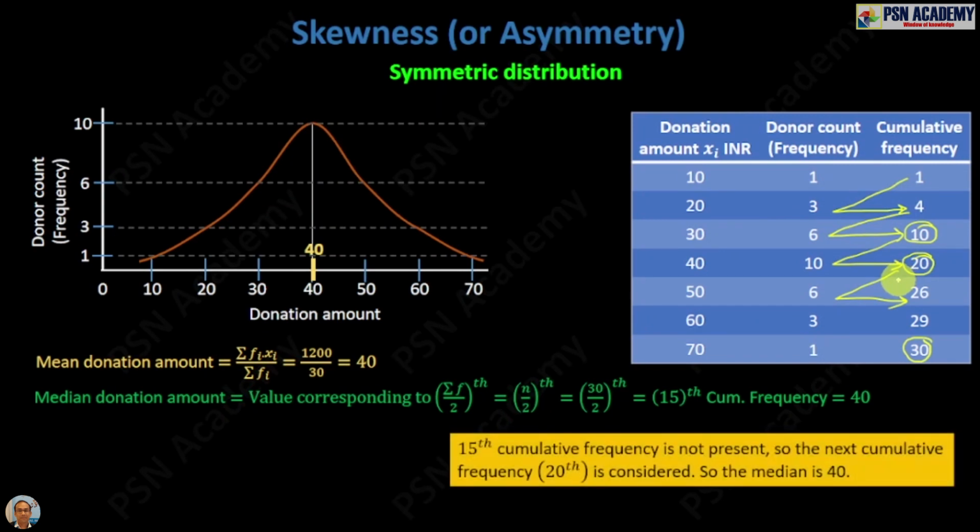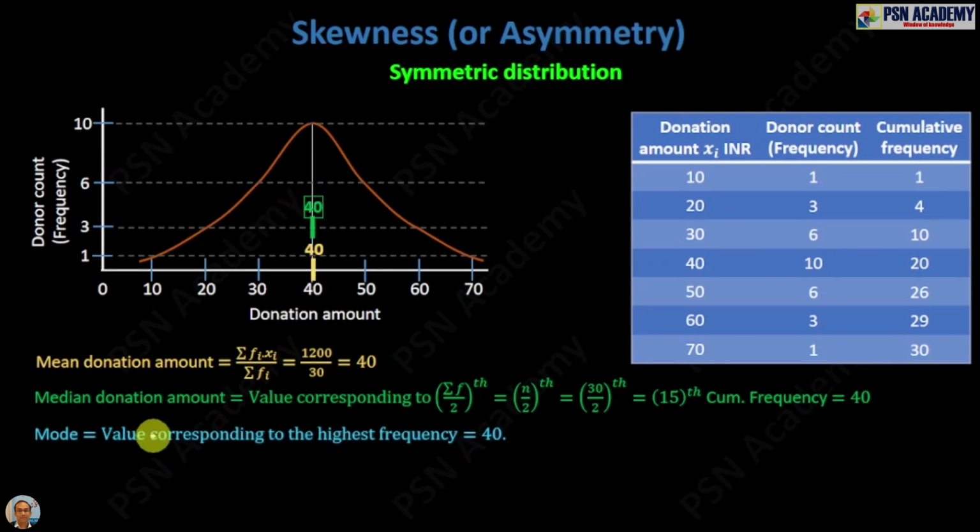Now, in our previous video, we have learned that if you do not have your computed cumulative frequency in this list, then you will take the next higher cumulative frequency. So, our computed cumulative frequency is 15, but 15 is missing. So, the next higher cumulative frequency is 20. So, we will consider 20 as our cumulative frequency, right? And the value corresponding to 20 is 40. So our median is 40, right? So we go 40 here, this green one.